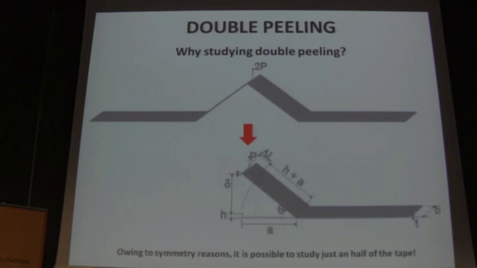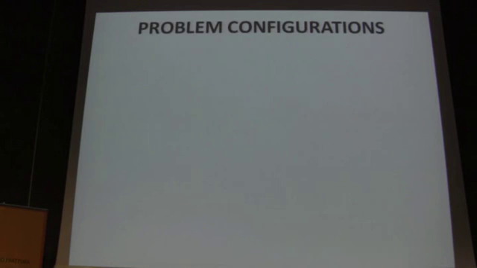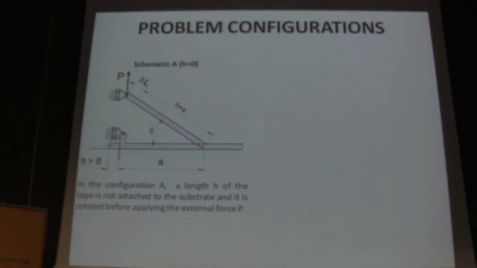Because of symmetry reasons, we can focus just on a half of the system, and in detail we can have two different configurations. The first one is this one, the configuration A, where a portion of the tape of length h is not attached to the substrate, but it is just rotated before loading, and then the load is applied to detach the tape.